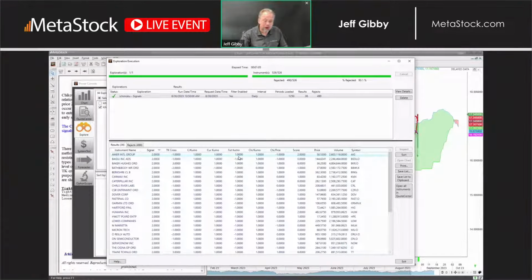Your future Kumo direction is, sorry, bullish, so it gets 1 point. Your relationship between the Chikou span and the Kumo is positive, so 1. Chikou span and price is -1. So if we're looking at the collated version of all of these signals, our total score would be 2.